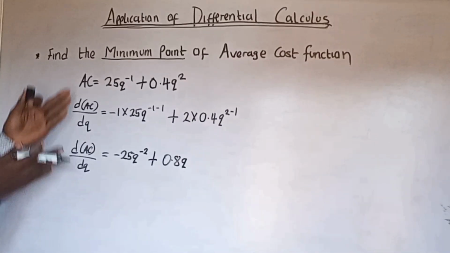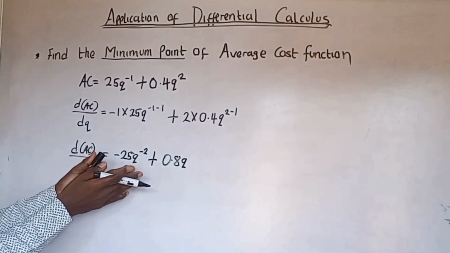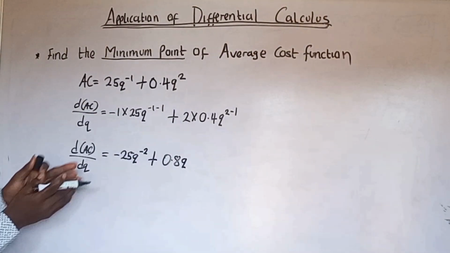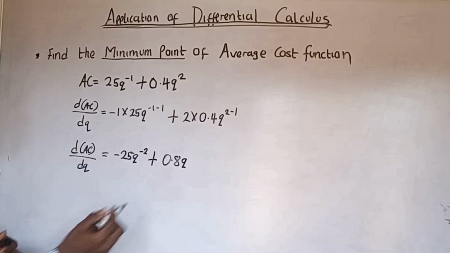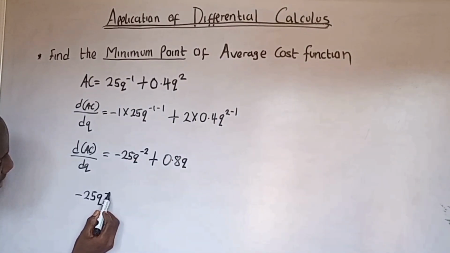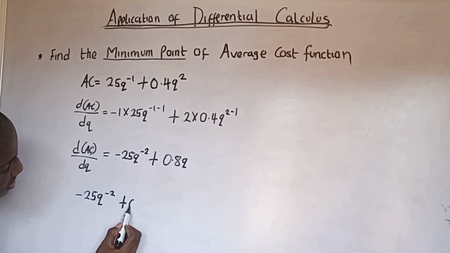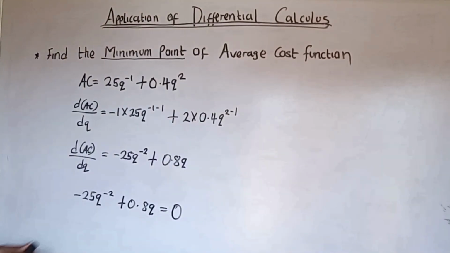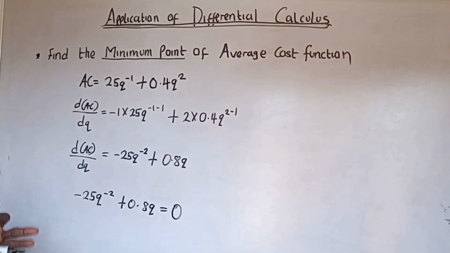Now after differentiating the function, we are going to set this function to 0. That is, I'm going to set dAC over dq, which is equal to this, to 0. So I'm going to have minus 25q raised to the power of minus 2 plus 0.8q equals to 0. Now after setting this equation to 0, I'm going to be solving for q.